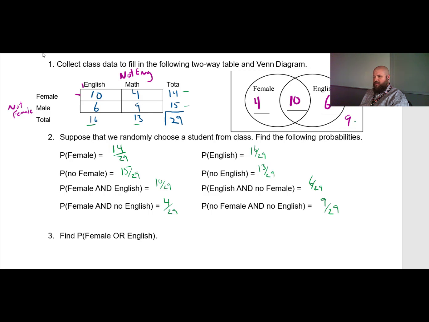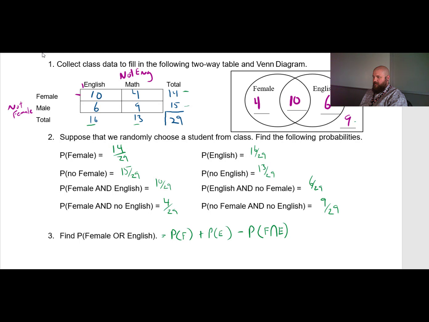All right, so now we want to find the probability of being a female or English. So probability of female or English. Our equation for this should give us the probability of female plus the probability of English. And since it's an or statement, we have to subtract the probability of being female and English so that it's not counted twice.